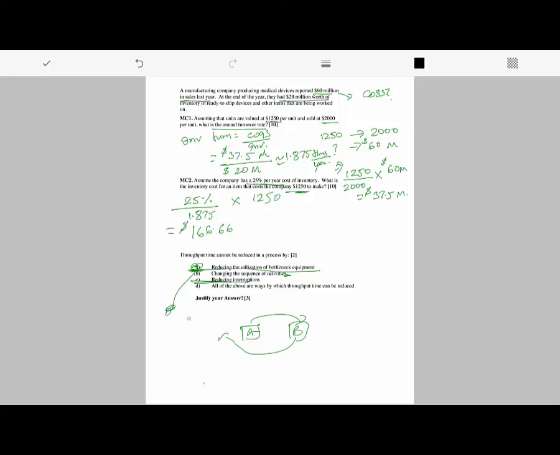So that's exactly what you're going to explain here. Reducing the utilization of the bottleneck is the same as reducing the processing time at the bottleneck. Reducing the interruptions, if the interruption is reduced at the bottleneck, well, you reduce the throughput time. B is the only answer that doesn't make sense. So B is what we're after.